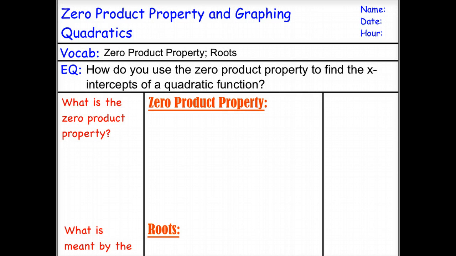Today we are going to take the work we've done in the last 3 days with factoring and apply it to quadratics to be able to graph and be able to actually graph accurately. So the first thing we need to talk about today is called the zero product property, because this is the basis for being able to find what we call roots, which we'll talk about in a second.